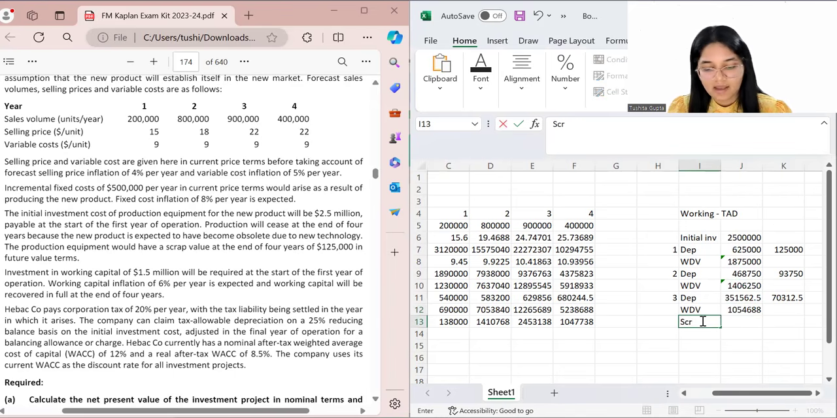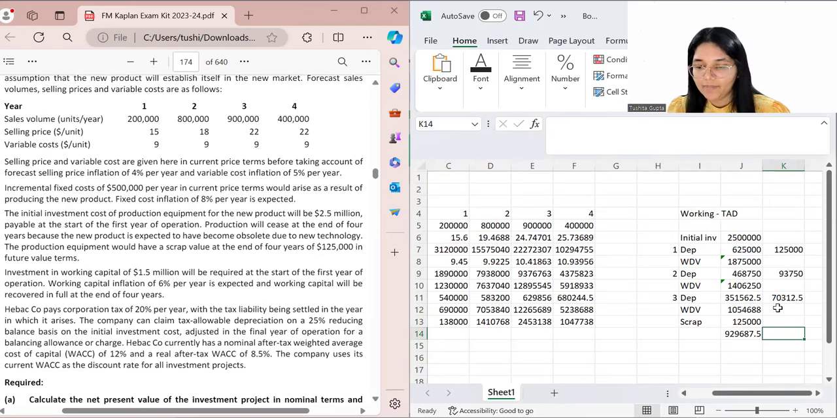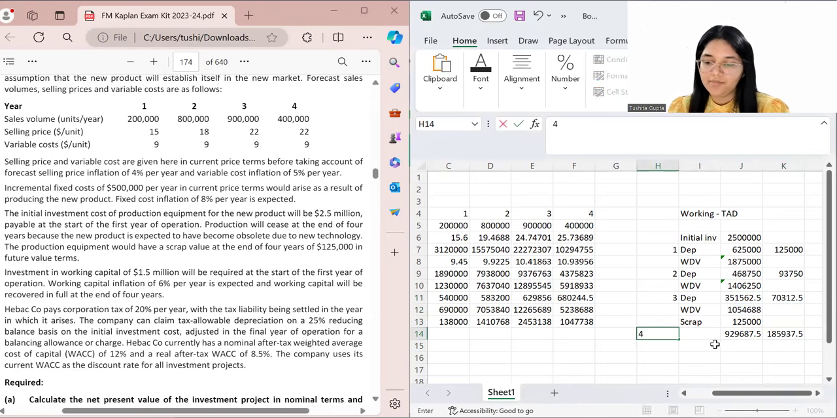So my scrap is 125,000. So the difference that I get over here is going to be the amount on which I get my balancing allowance. I can copy paste the formula over here, and this is going to be the benefit that I'm getting in the last year. So this is my benefit for year 4.